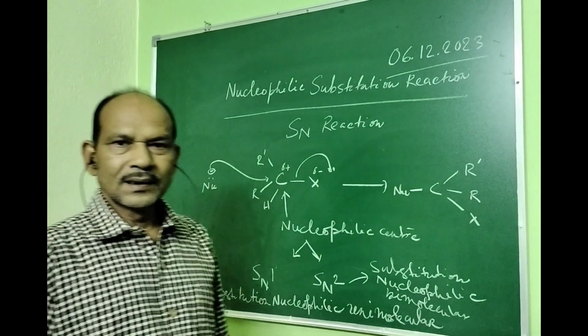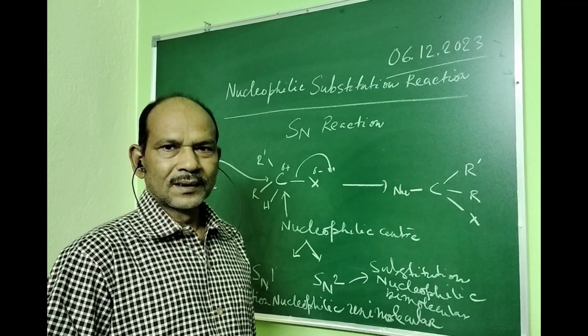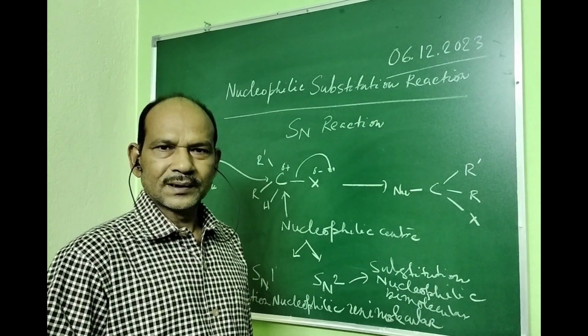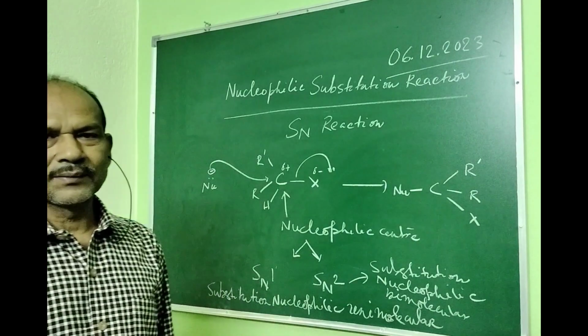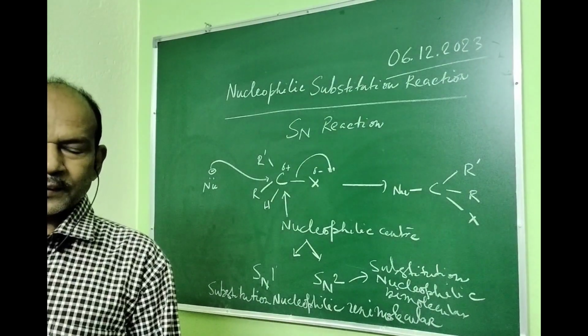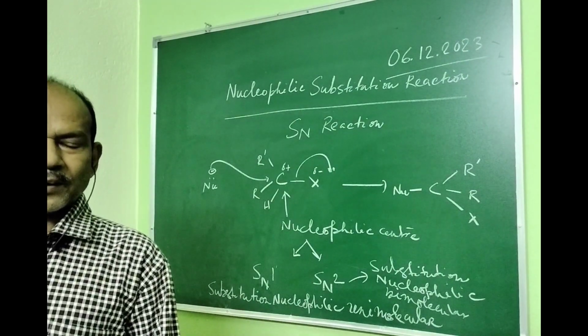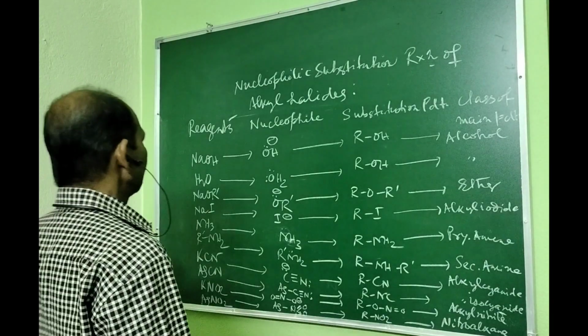That means nucleophilic substitution reaction can happen in two different ways. One is substitution nucleophilic unimolecular and another is substitution nucleophilic bimolecular. We are now describing the SN1 reaction and SN2 reaction separately. So here is the list.